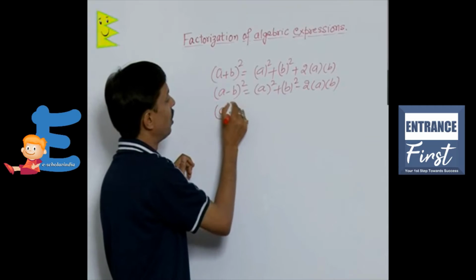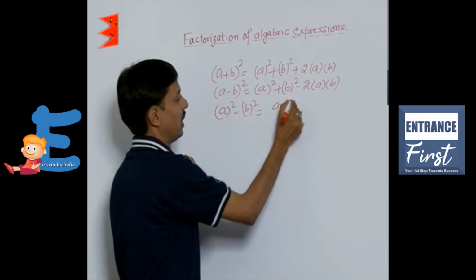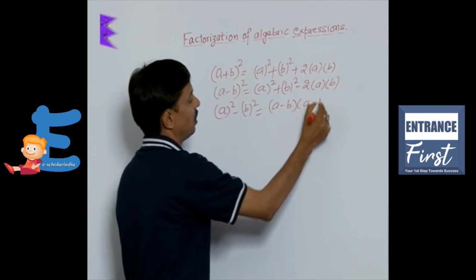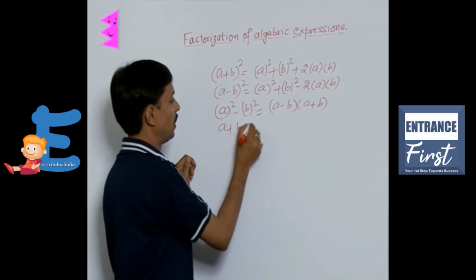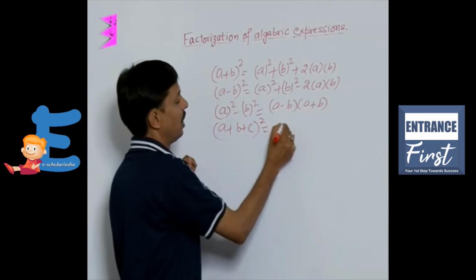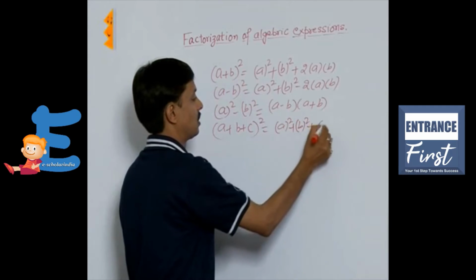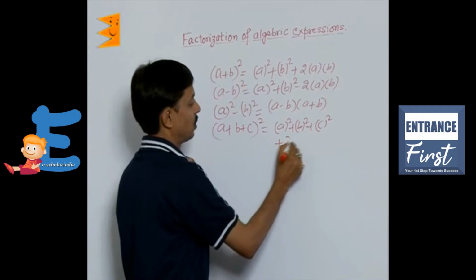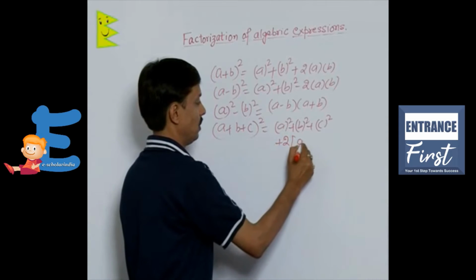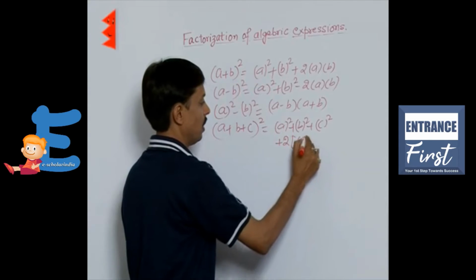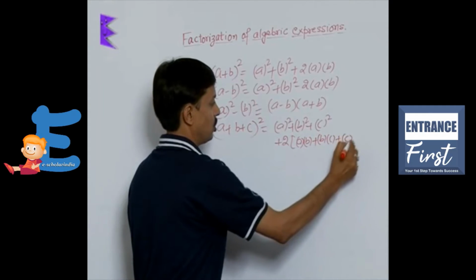Next is a square minus b square, which can be written as (a - b) into (a + b). Next is (a + b + c) whole square. This is equal to a square plus b square plus c square plus twice of (a into b plus b into c plus c into a).